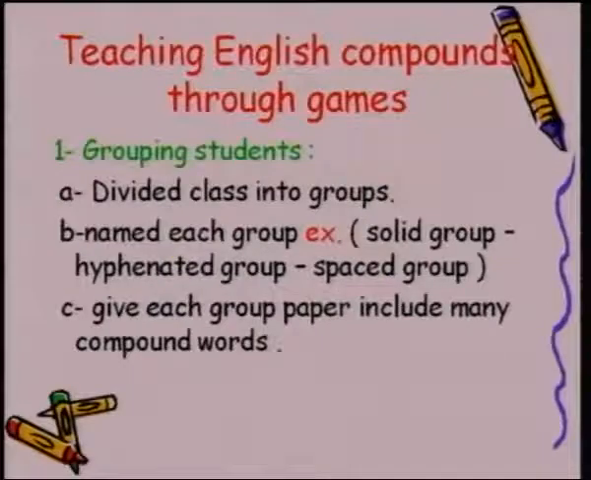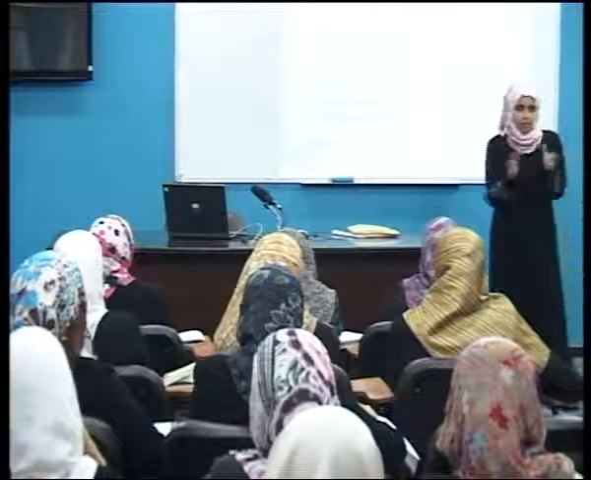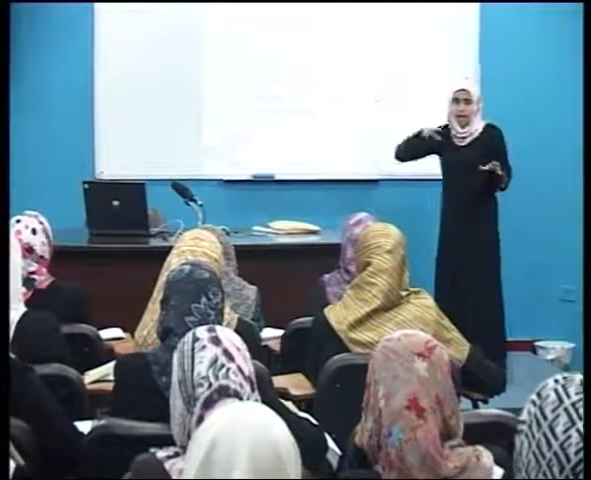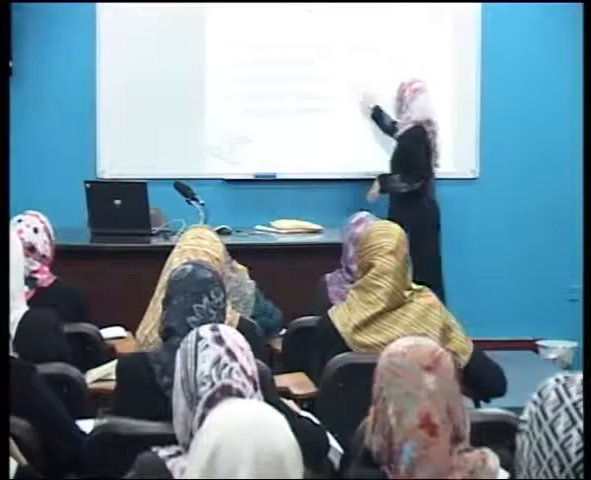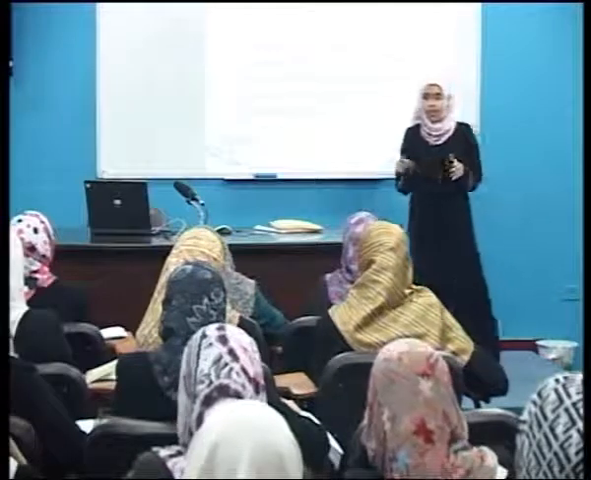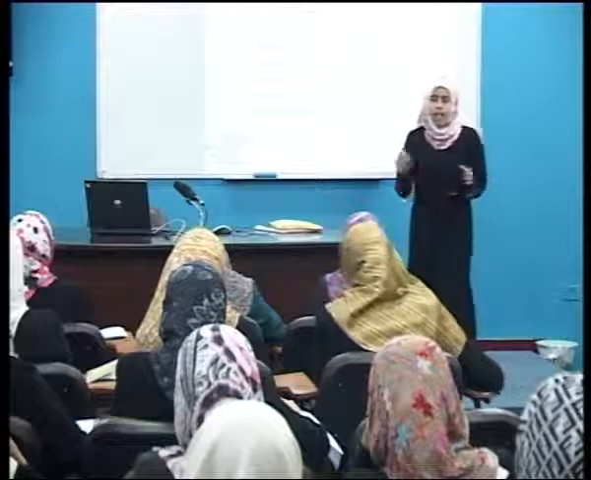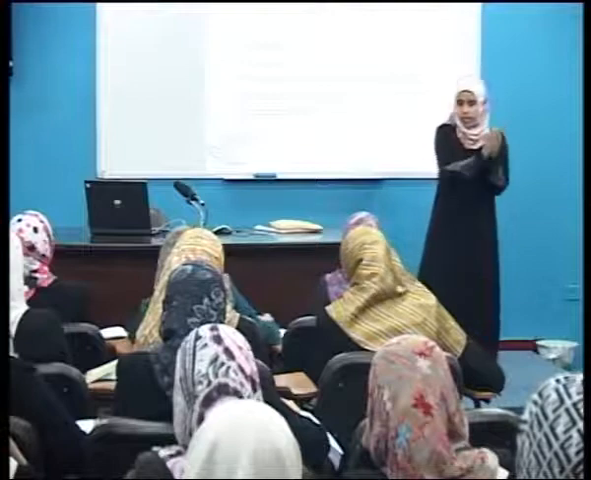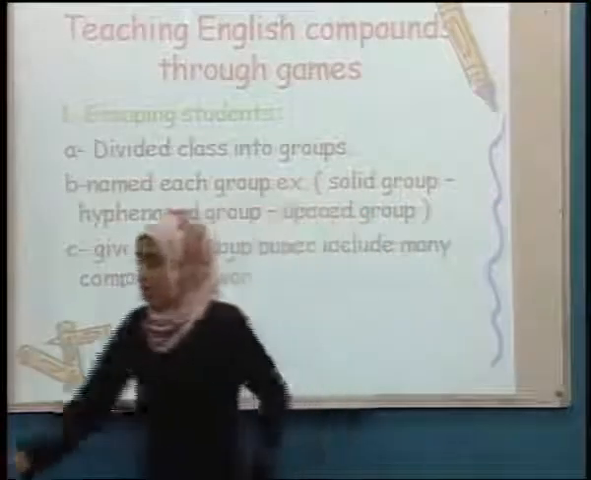The first game is grouping students. How can we do this game? We know that we have very large classes. Divide the class into 3 or 4 groups. Name each group after the types of compound words, for example, solid group, hyphenated group, and spaced group. Give them a sheet of paper with many compound words, and each group selects the words that belong to them. The solid group just collects the solid compounds, and so on. This is the first game that you may use.